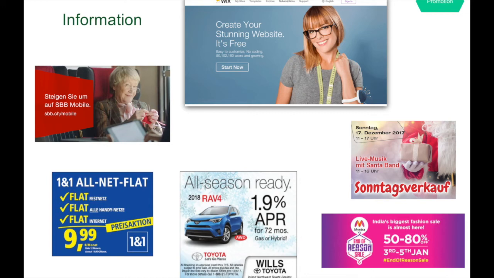And last but not least, on the right hand side, that's advertising informing people about certain selling dates. There is live music with Santa, so that's maybe great for the children. That's a good opportunity to bring the children and to buy. But that's purely information. This is the time where you have to be. This is what you can expect. So bring along your children.